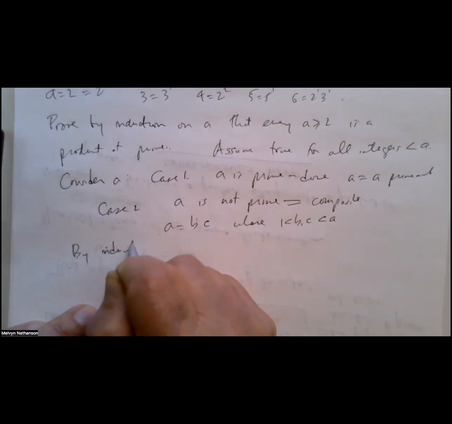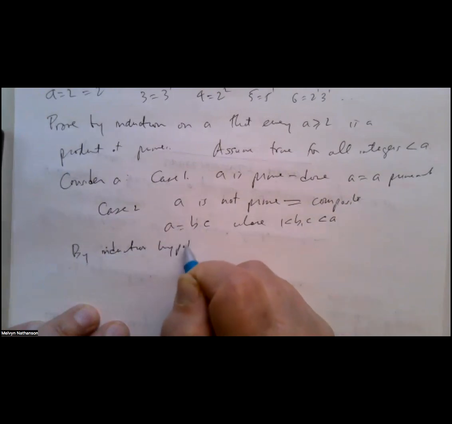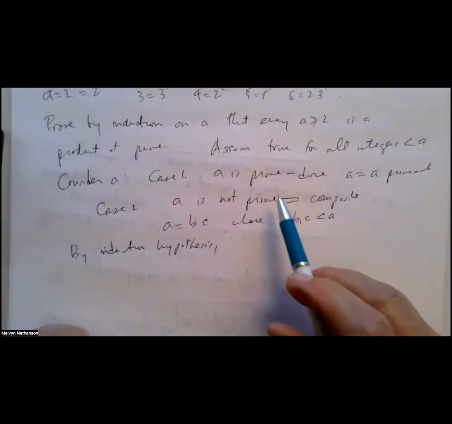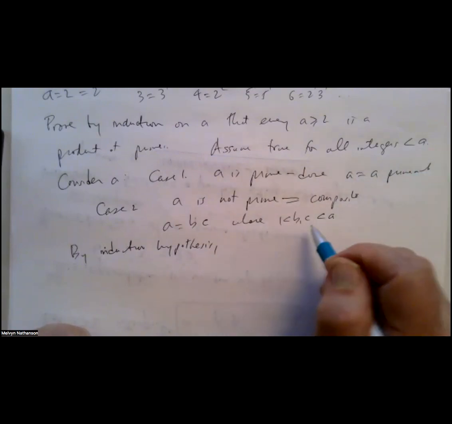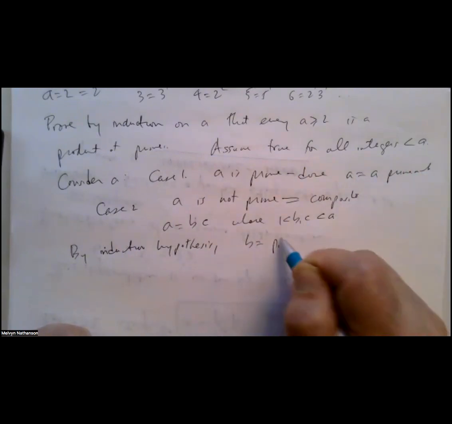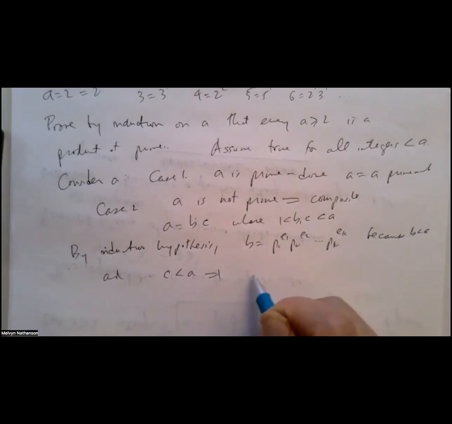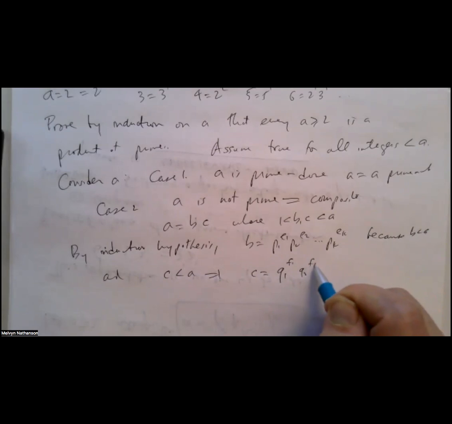But by the induction hypothesis, what is the induction hypothesis? That every number less than A is a product of primes. B is less than A. So B is some product of primes. And C is less than A. So C is also some product of primes. I'll write them Q1, F1, Q2, F2, up to Q sub L, F sub L.